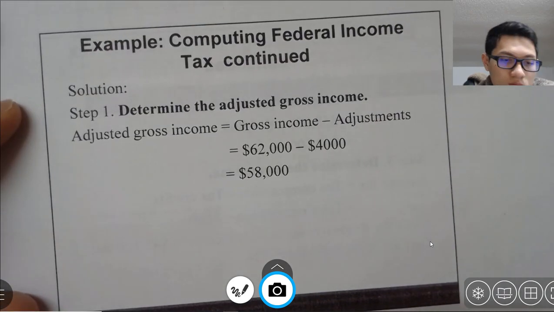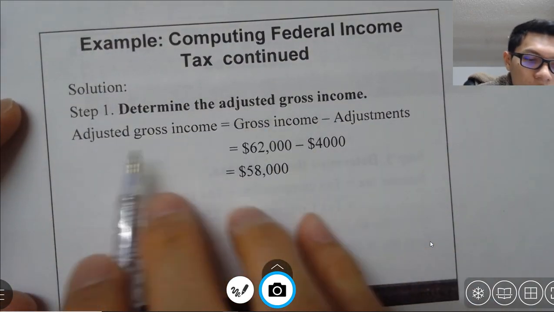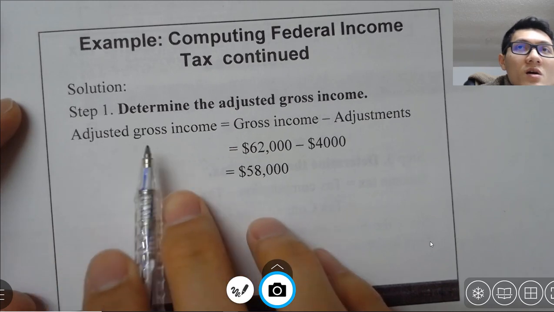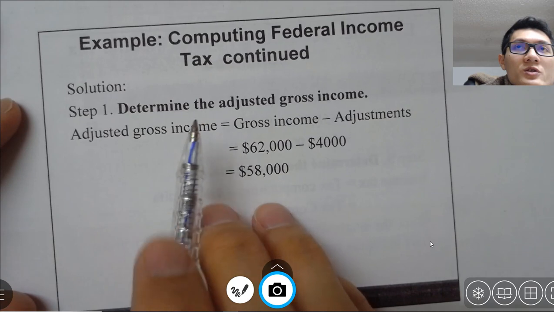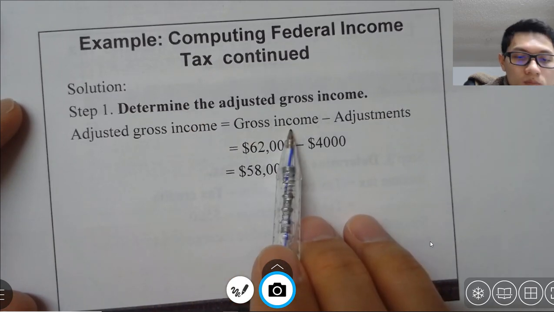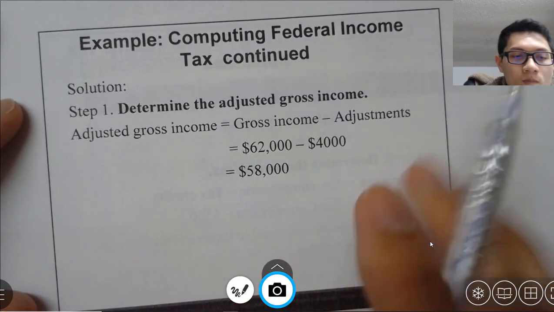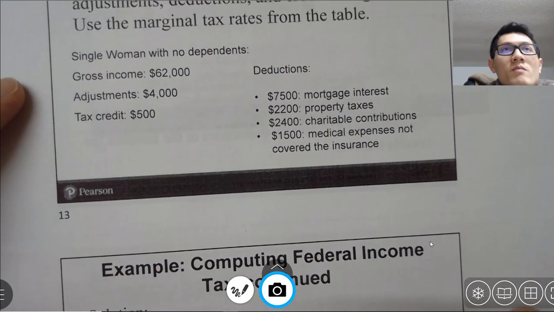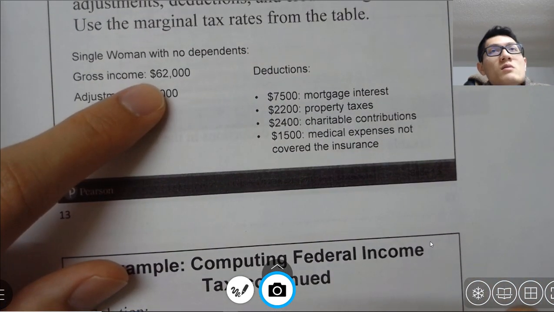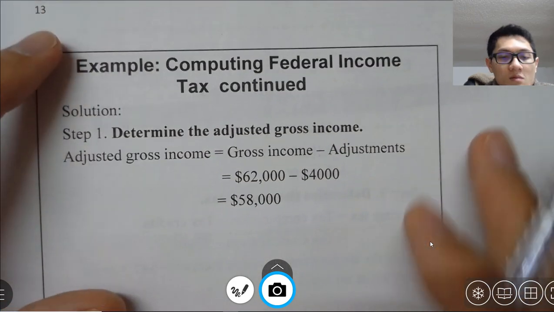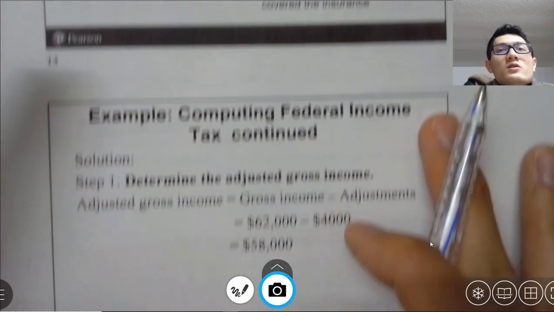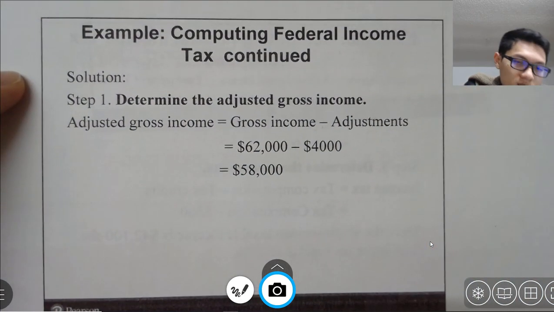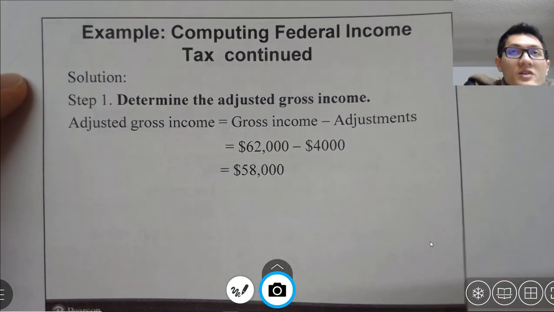Alright, so step number 1. We need to determine the adjusted gross income. Adjusted gross income is equal to the gross income minus the adjustment. And we know that her gross income is 62,000. Subtract the adjustment. Adjustment is also given here, 4,000. So make a subtraction, you get 58,000. And that is her adjusted gross income.